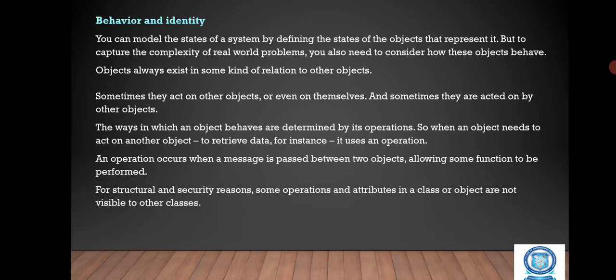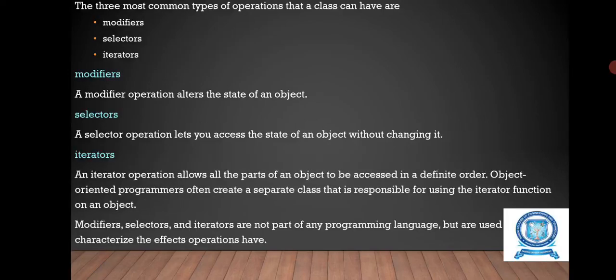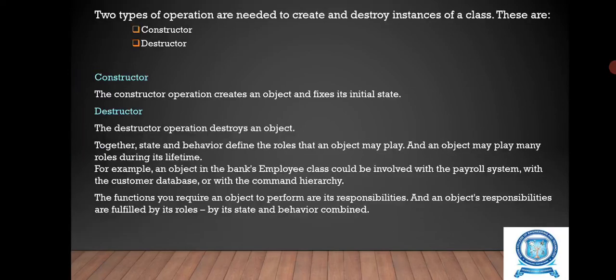For structural and security reasons, some operations and attributes in a class or object are not visible to other classes. The three most common types of operations that a class can have are modifiers, selectors and iterators. A modifier operation alters the state of an object. The selector operation lets you access the state of an object without changing it. The iterator operation allows all the parts of the object to be accessed in a definite order. Object-oriented programmers often create a separate class that is responsible for using the iterator function of an object. Modifiers, selectors and iterators are not a part of any programming language but are used to characterize the effects operations have.